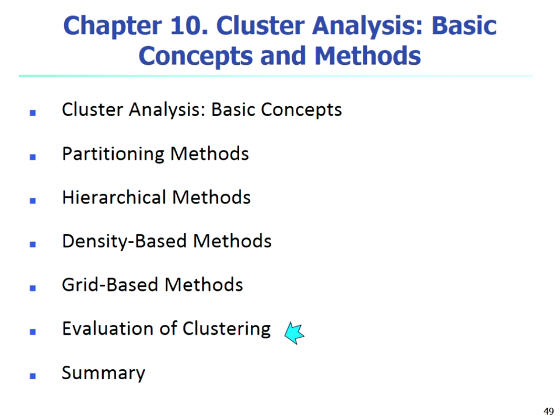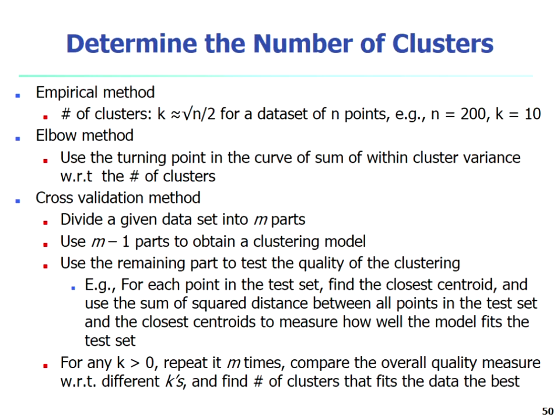Let's move now to evaluation of clustering, how we can evaluate clustering. There are many manners to determine the number of clusters. The simple manner is the empirical method. The number of clusters, K, equals the square root of n divided by 2 for a data set of n points. For example, if n equals 200, K equals the square root of 200 divided by 2, so K equals 10.